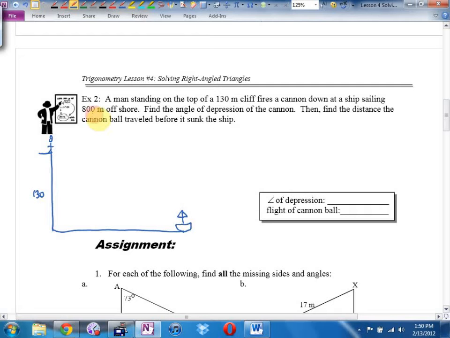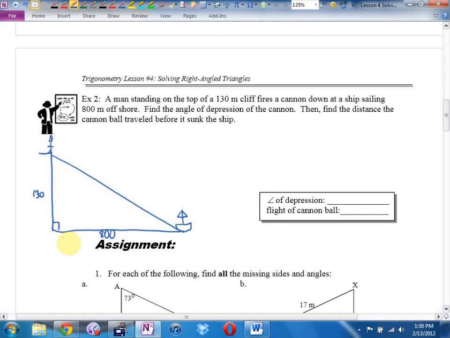Where would this 800 go? On the slanty part or on the bottom part? If it says 800 meters offshore, where do you think would make more sense? Bottom. 800. Oh, and we said we'll assume cliffs are vertical, so we assume it's a 90-degree angle right there. Yes?